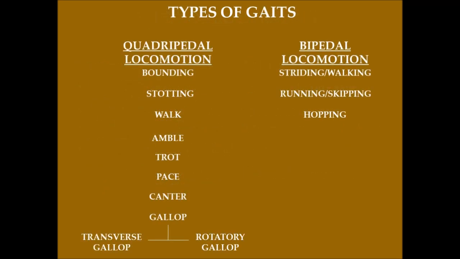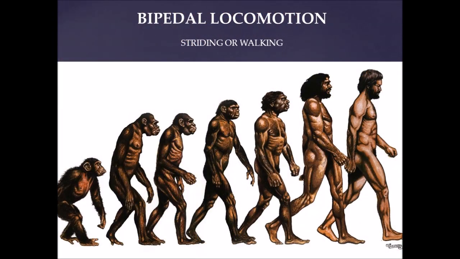Types of gaits. Quadrupedal locomotion includes bounding, stotting, walking, ambling, trotting, pacing, cantering, and galloping with transverse and rotatory gallops. Bipedal locomotion includes striding, walking, running or skipping, and hopping. The bipedal walk is different from the quadrupedal walk in that the track pattern involves only 2 tracks, left and right, instead of 4 tracks, front and back pairs left and right.